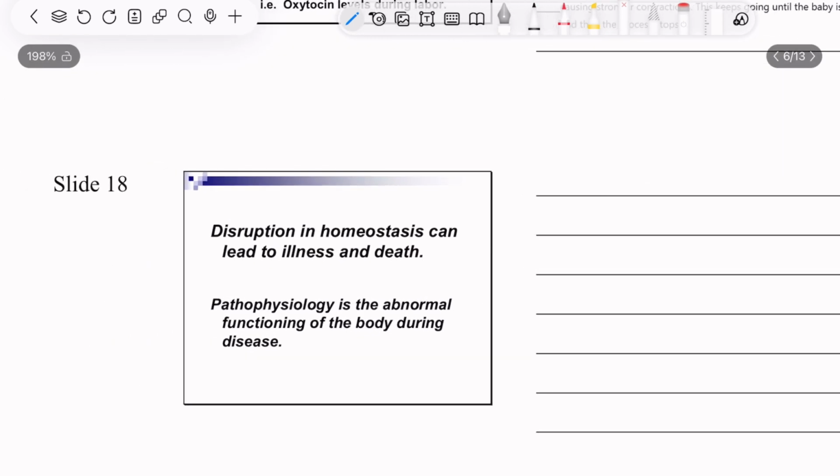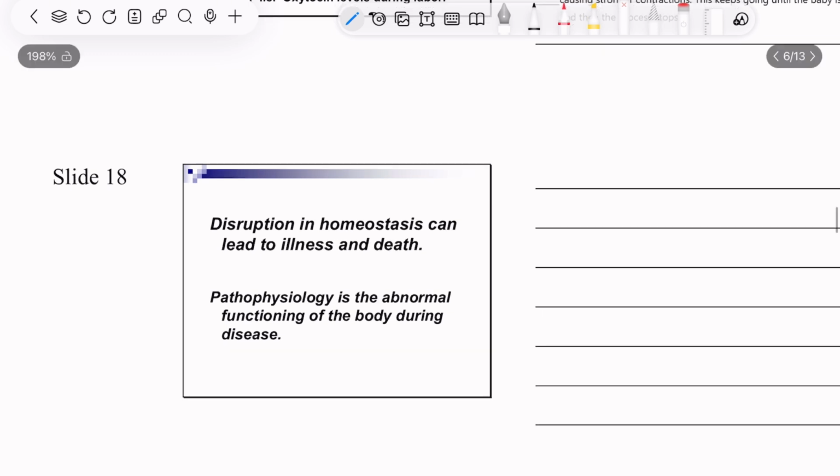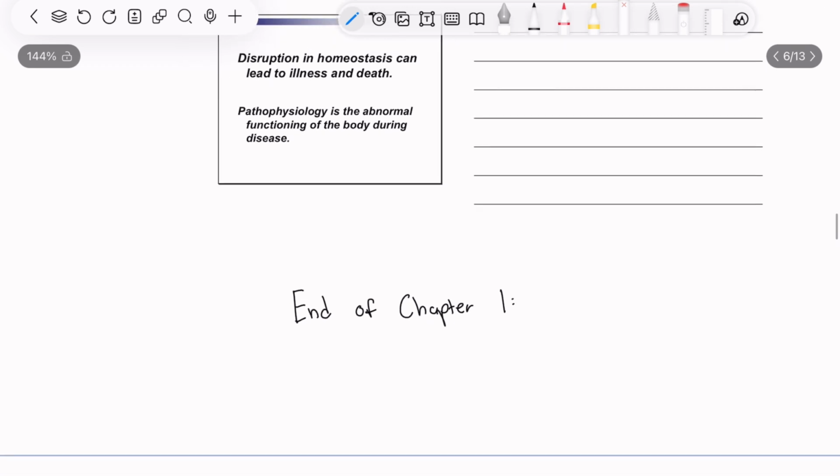Disruption in homeostasis can lead to illness and death. Pathophysiology is the abnormal function of the body during disease. And that's the end of chapter 1.